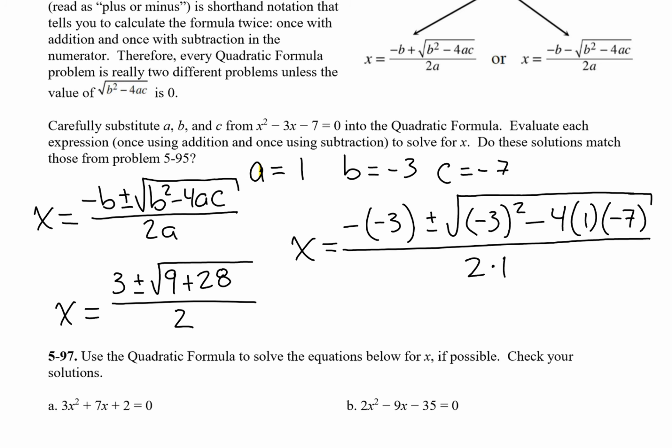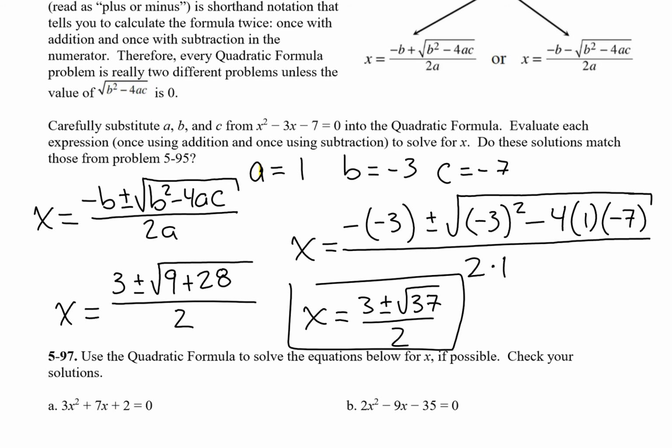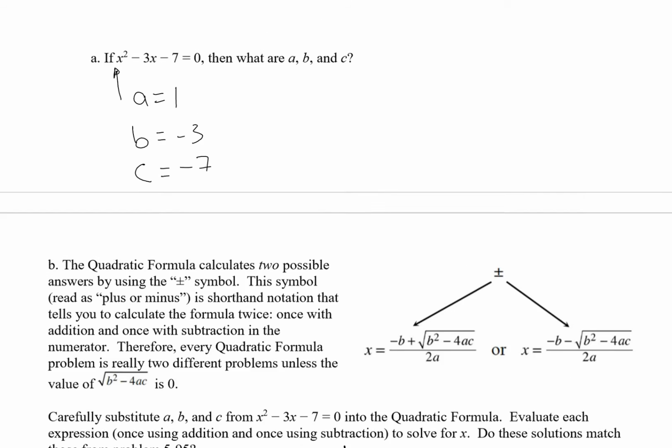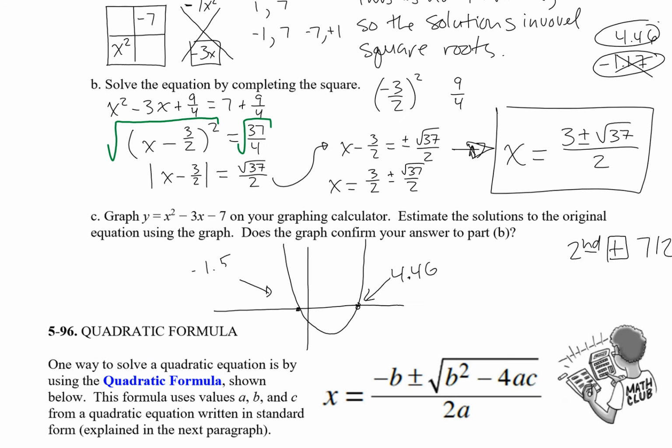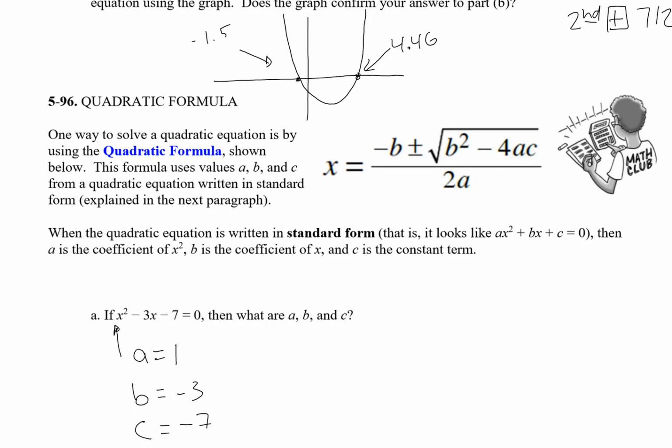So what this is, if you look at it, is now x is equal to, I'm sorry, 3 plus or minus the square root of 37, all divided by 2. This should look very familiar because if we just go back a little bit, it's exactly what we got when we solved this by completing the square. You can see the 3 plus or minus root 37 over 2. So there we got it by completing the square.